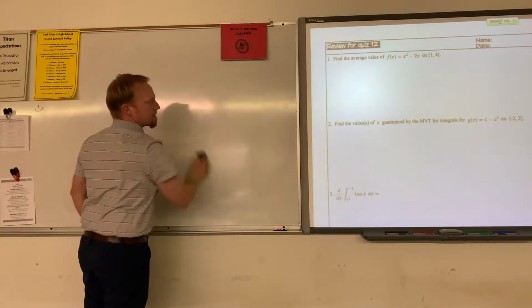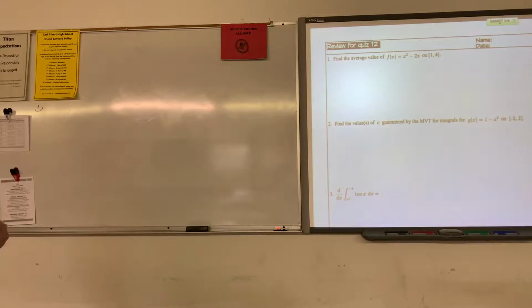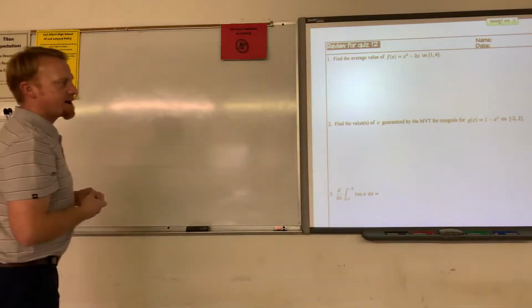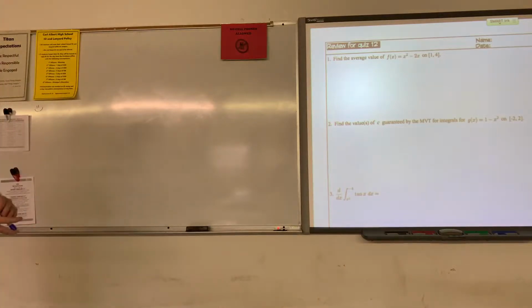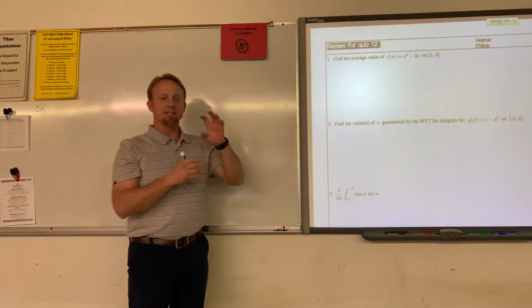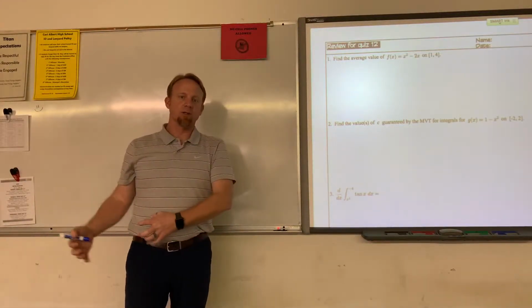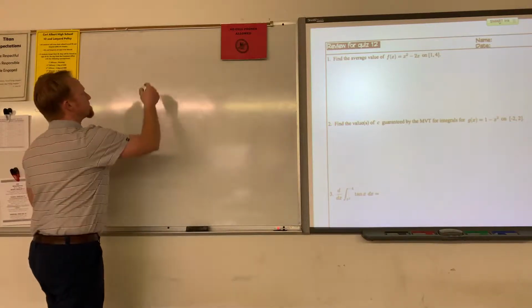And a lot of us were not doing number 2 right, or we at least weren't starting off right. Find the value of c guaranteed by the MVT for integrals for g of x on the interval from -2 to 2. Remember, MVT for integrals guarantees that there is a y value that is equal to the average y value. So that means I have to find the average y value first.